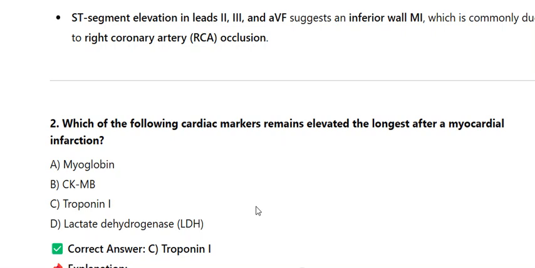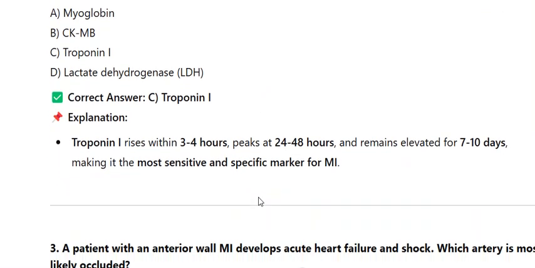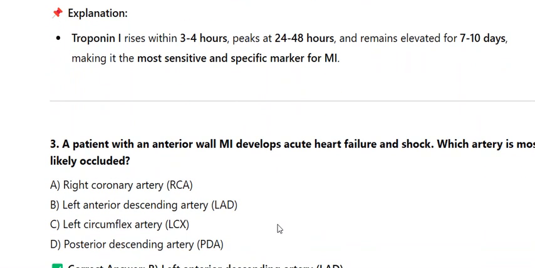3. A patient with an anterior wall MI develops acute heart failure and shock. Which artery is most likely occluded? A. Right coronary artery, RCA. B. Left anterior descending artery, LAD. C. Left circumflex artery, LCX. D. Posterior descending artery, PDA. B. Left anterior descending artery. Explanation: LAD occlusion causes an anterior wall MI, with ST elevation in V1 to V4. This often leads to severe left ventricular dysfunction, increasing the risk of cardiogenic shock.